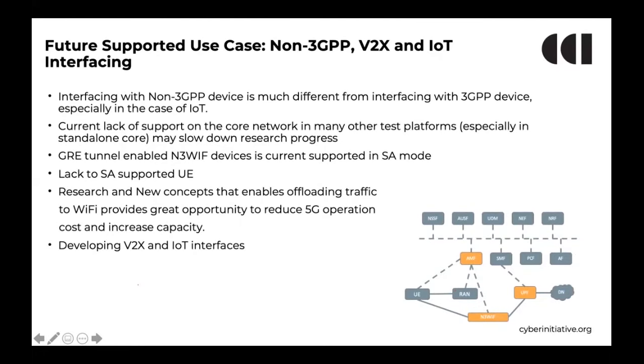So another challenging area to implement is the interfacing with non-3GPP devices. It is very different from interfacing with 3GPP devices, especially in the case of IoT. Research and new concepts that enable offloading traffic to a Wi-Fi provider provide a great opportunity to reduce the 5G operation costs, and also increase the capacity.